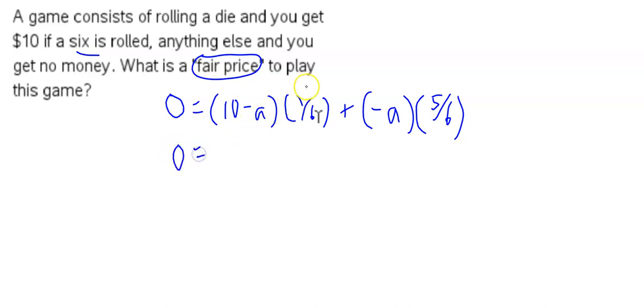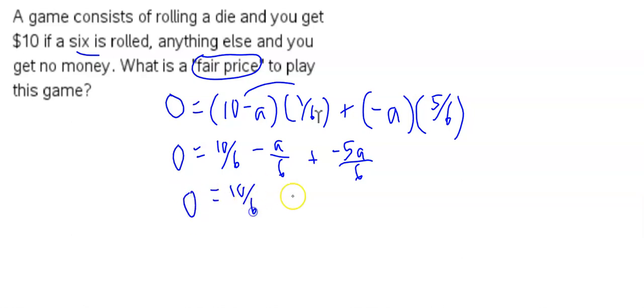So we get 0 equals, let's distribute this, 10 times 1/6 is 10/6, minus A over 6, plus negative 5A over 6. Okay, so we get 0 equals 10/6, minus 1/6 A, plus negative 5/6 A, so that's just minus A. So let's add A to both sides. A equals 10/6. Let's see, what is 10/6?